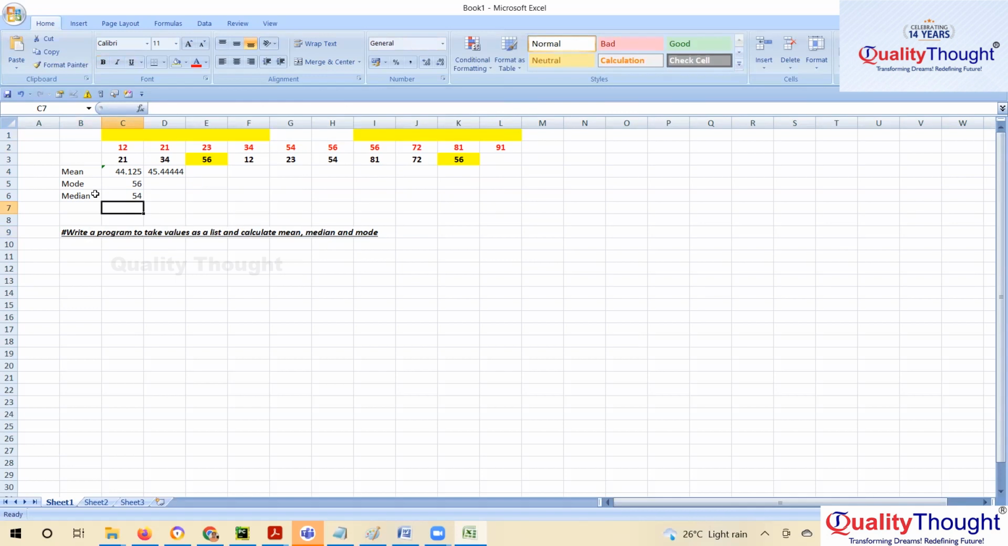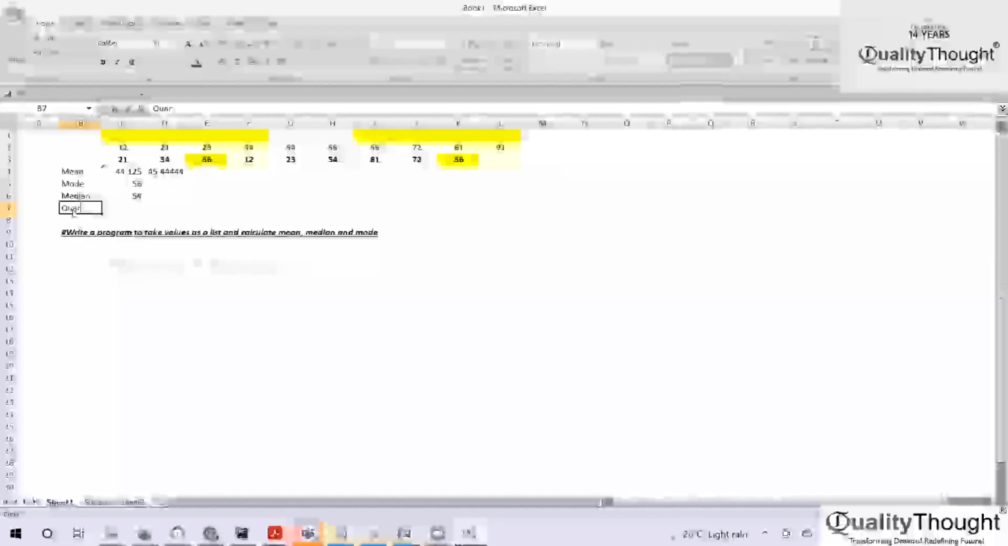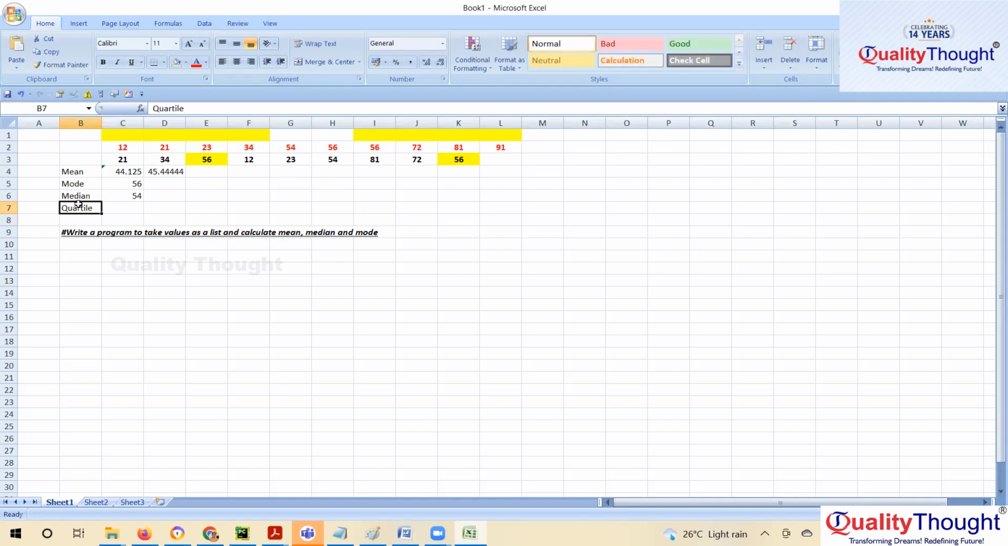What is the next question? Quartile. What does quartile mean? Quartile is what?